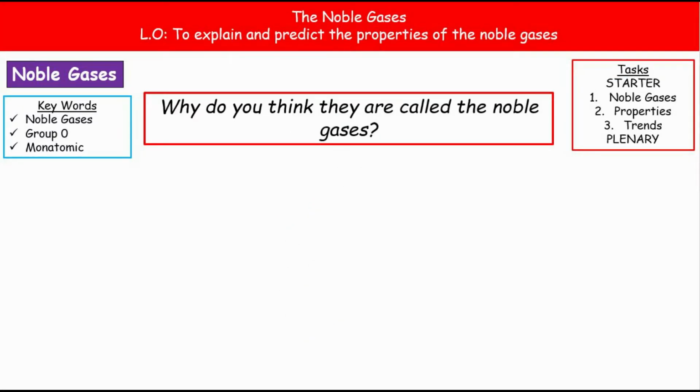So when we think about group 0 then, we refer to them as the noble gases. What I'd like you to do is see if you can write down a suggestion in your books as to why we call them the noble gases. So I'll just give you about a minute and a half to do that.